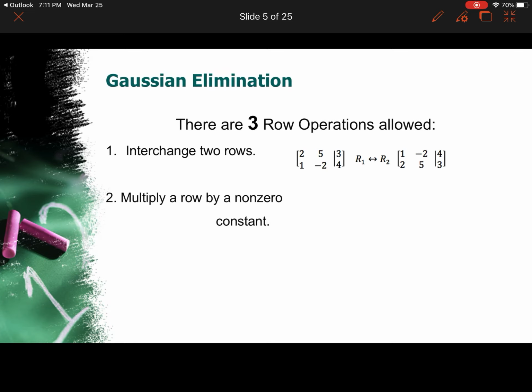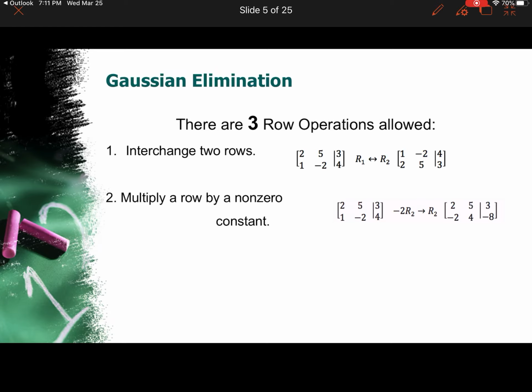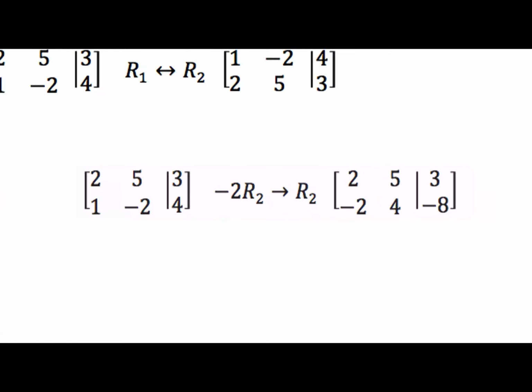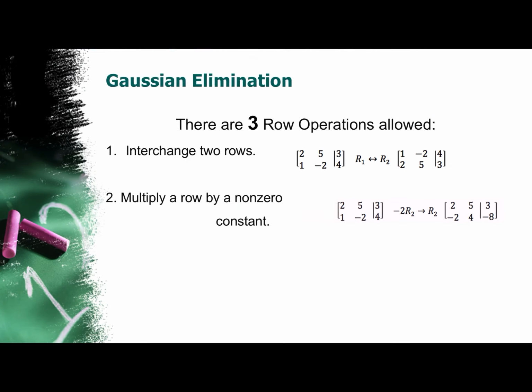All right, so we can also multiply any row by a non-zero constant. It can't be 0 because that would wipe out all of our numbers, right? But any other constant. And we would write this like this: negative 2 times row 2, and then this arrow means that it's going to be our new row 2. Okay?